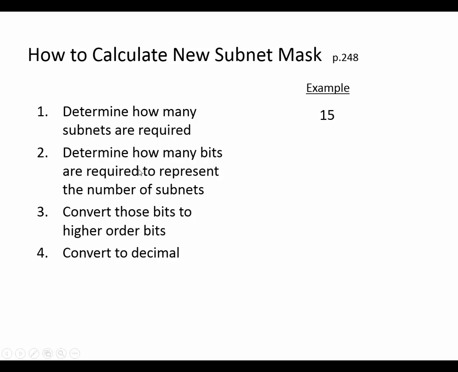Number 2, determine how many bits are required to represent that number of subnets. How many bits are required to represent 15? Well, 3 bits won't do it. They only represent 7. So it takes 4 bits to represent the number 15. Then, step 3, we convert those bits to higher order bits, and then we convert it to decimal, and that gives us a new subnet mask of 240. So that is a 4-bit subnet mask. And this is how we create a new subnet mask based upon how many new subnets we need to assign IP addresses to.